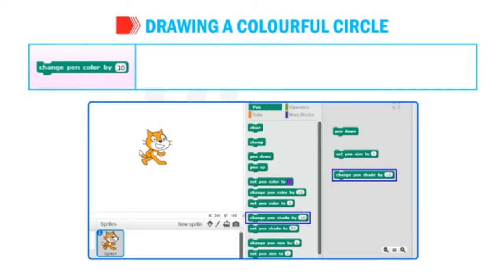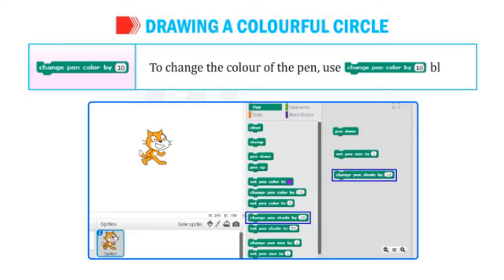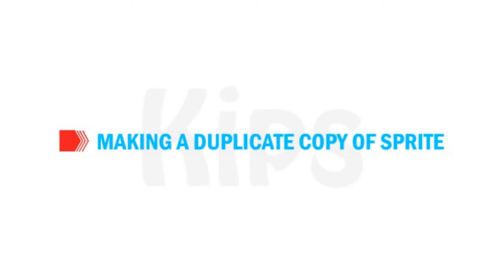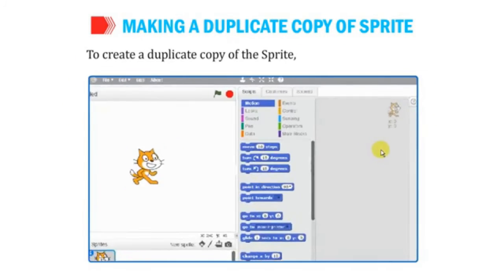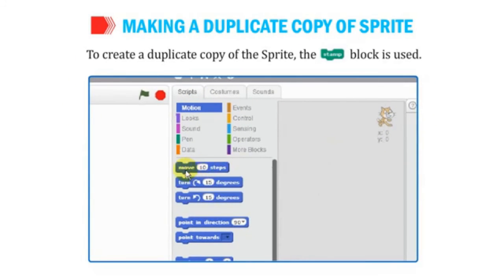Change pen color by 10. To change the color of the pen, use Change Pen Color by 10 block. Let's quickly learn about making a duplicate copy of sprite. To create a duplicate copy of the sprite, the stamp block is used.